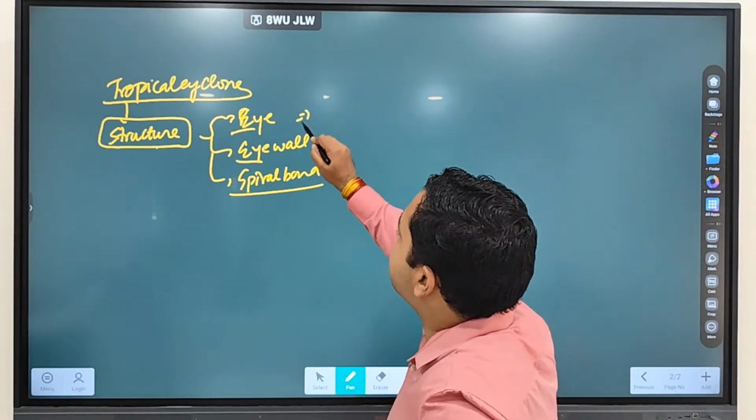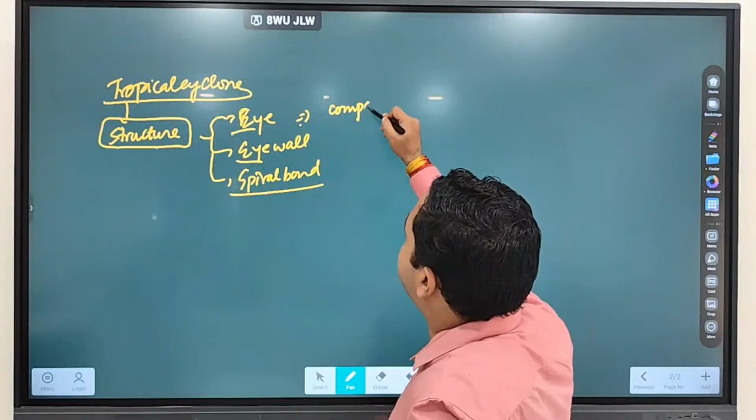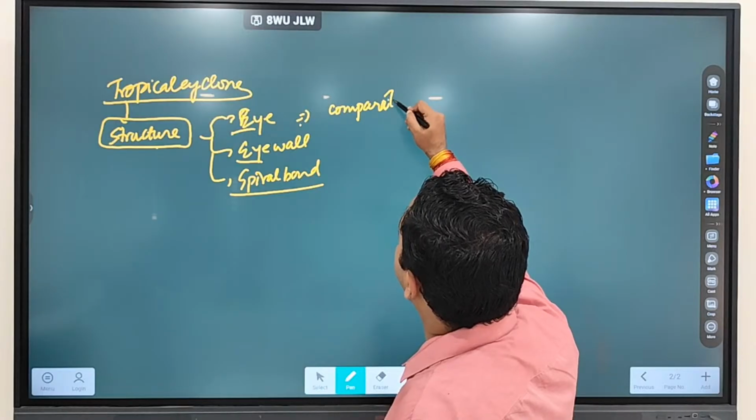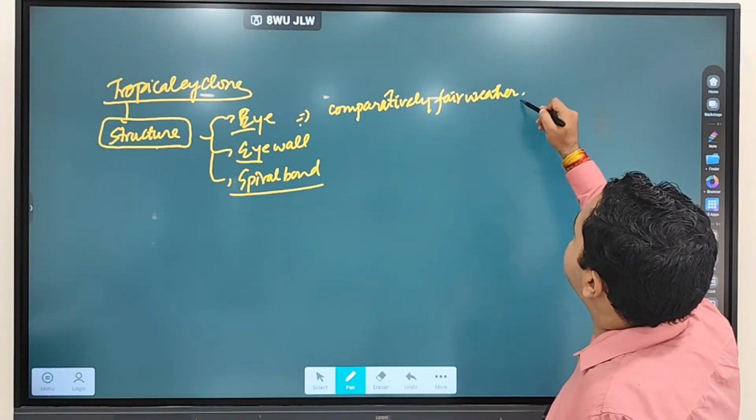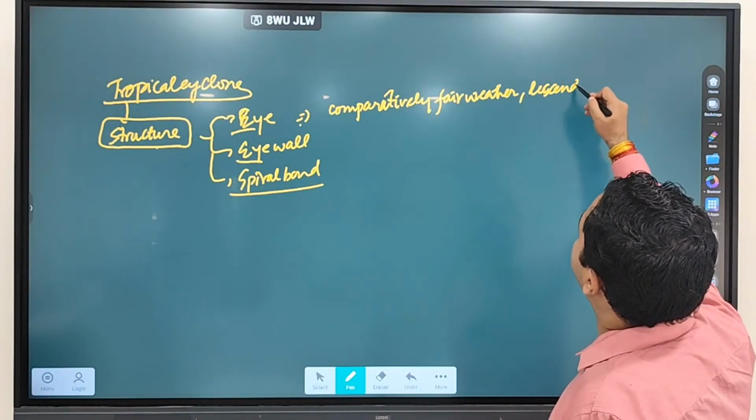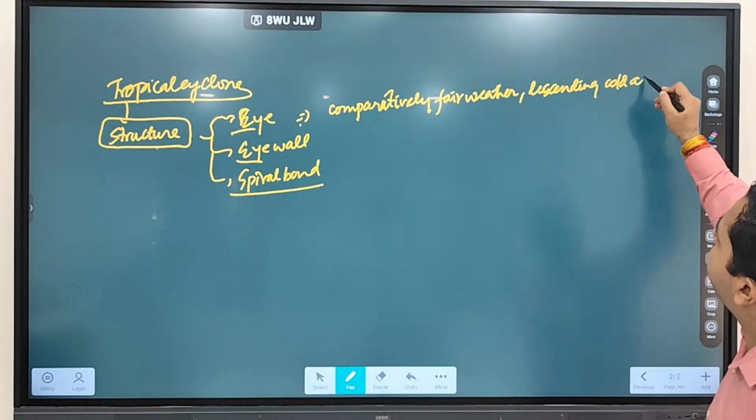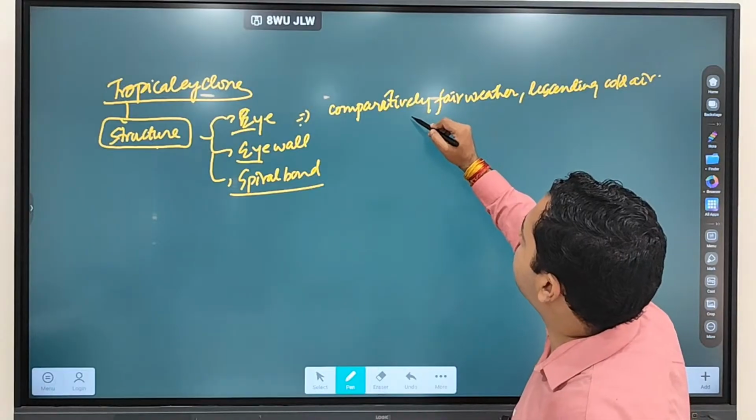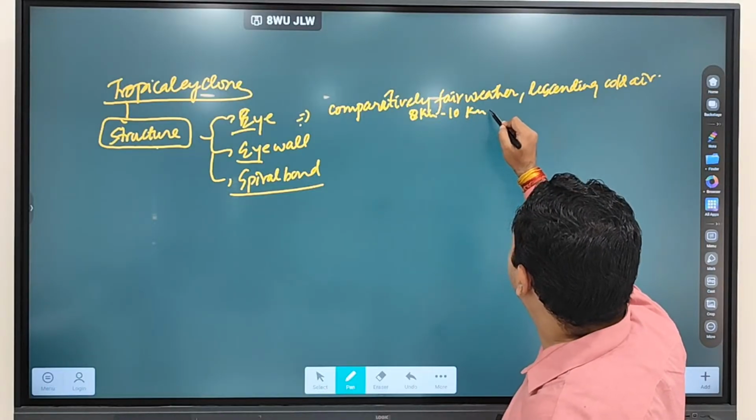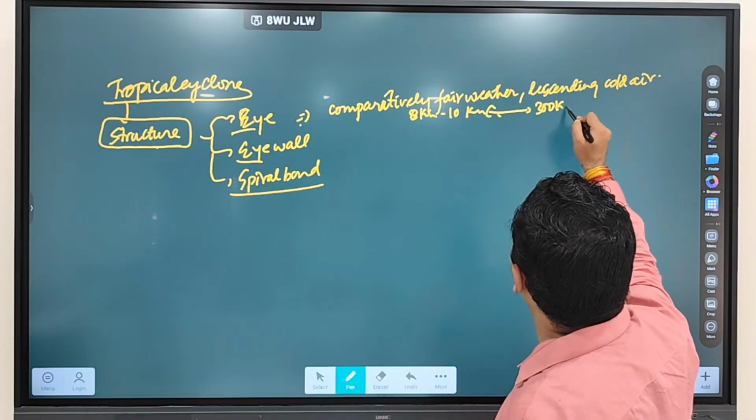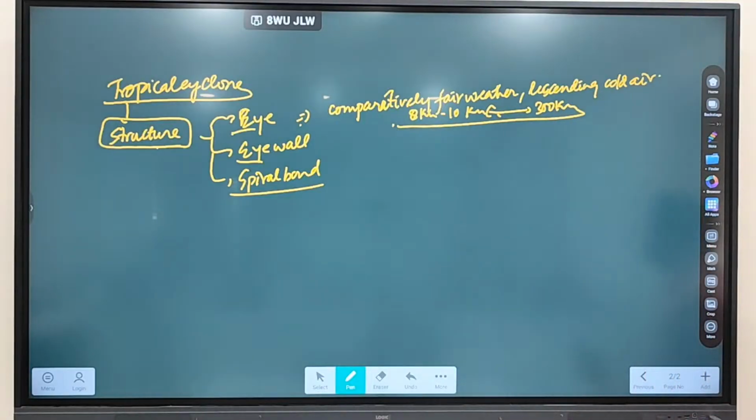The eye region is where you see comparatively fair weather. Comparatively, you are going to see fair weather. You're going to see descending air, descending cold air, and this eye can be around what? Around 8 kilometer to 10 kilometer till around 300 to 500 kilometer. Its extension can be of various types. 8 to 10 kilometer till 300 kilometer is what you are finding with regard to the eye. Fine.